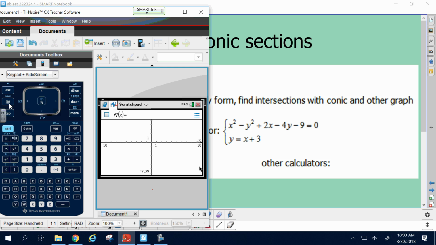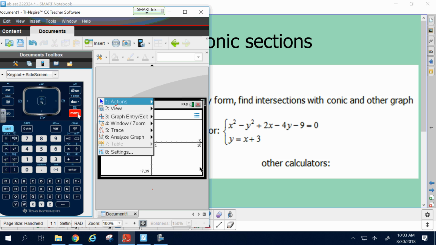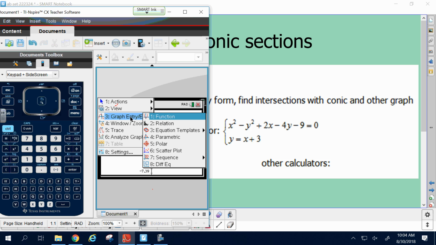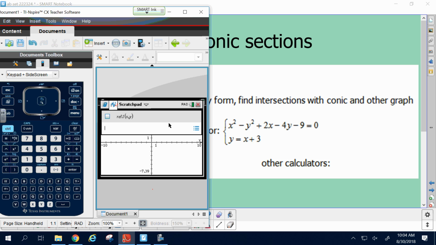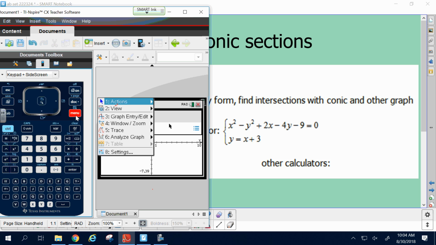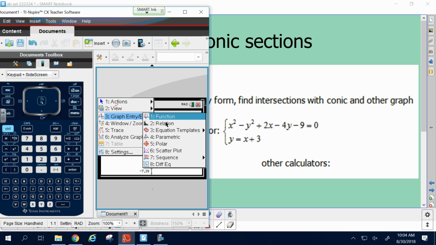If you go to your menu and instead go to graph entry edit, which is really graph type, you could go to equation templates. If this were in standard form, I probably would, but here I think you'll want to go to relation. You want a relation between x and y. Now just type in the equation exactly as you see it. Okay, it's menu, graph entry, relation.